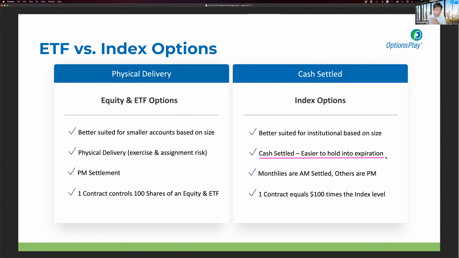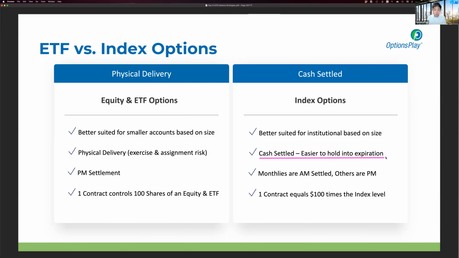You don't have to worry about needing cash if something was auto exercised. Whatever P&L you get at the end of the day, you can hold into expiration and the P&L will simply be credited or debited into your trading account. So extremely clean for trading 0 days to expiration. You don't have to worry about, hey, I've got to close my position at 3:59 before the close to avoid assignment or exercise or any of those types of issues.